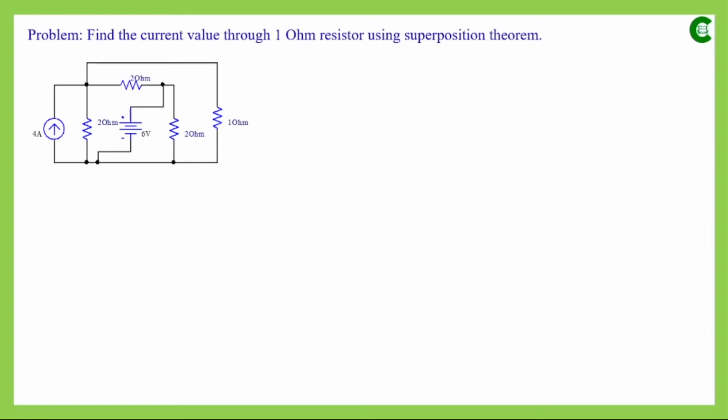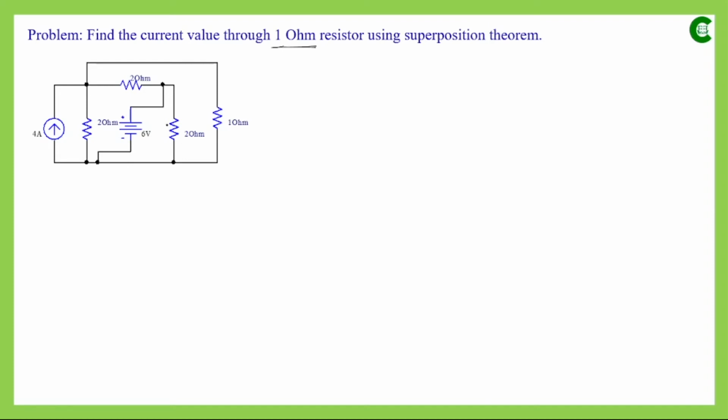Now we will solve a few numericals by applying the superposition theorem, and this theorem will become clearer through these numericals. So in this circuit, what we want to find is the current value through this 1 ohm resistor by applying the superposition theorem. This is the 1 ohm resistor through which we want to find the current value.